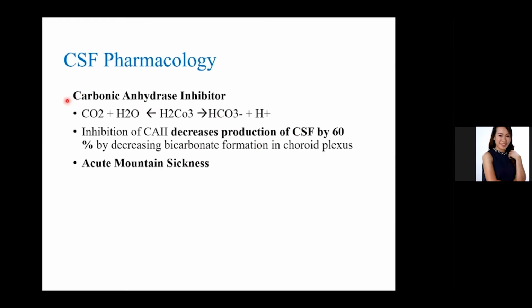Now, this carbonic anhydrase inhibitor is used in a condition called acute mountain sickness. For example, if you're going to climb Mount Everest in Nepal, you might experience acute mountain sickness. Just like some of my friends who went to hike to the base camp, not to the peak of Mount Everest, but the base camp, which is relatively high already. So what are the symptoms? I asked them, what do you feel when you have acute mountain sickness?